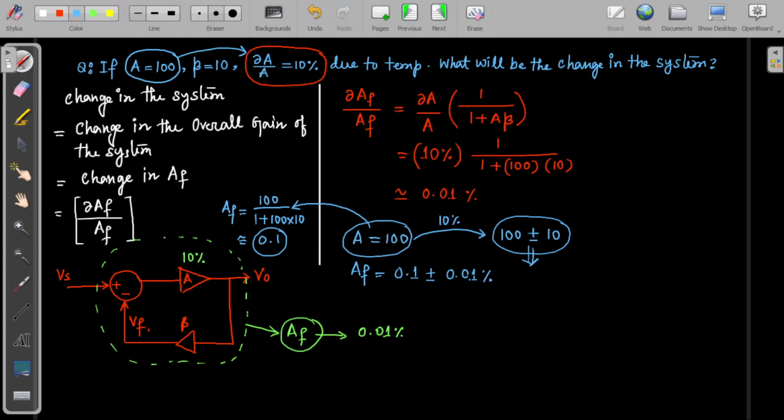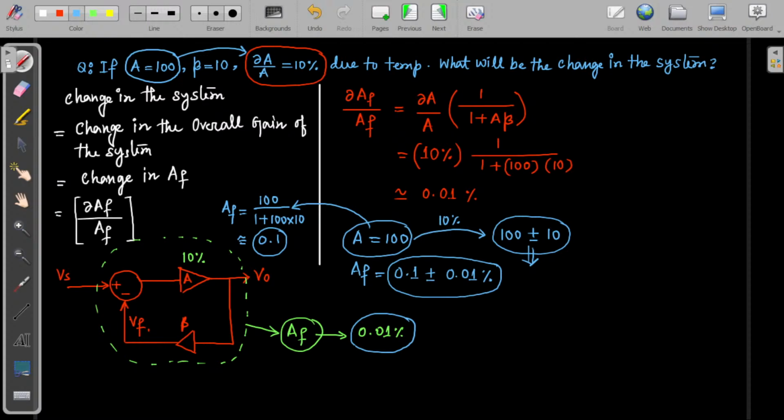0.01%. So there is a small effect on the total feedback amplifier gain. So this is the advantage of the feedback amplifier. Due to the change in temperature, our basic amplifier gain is changing by a huge amount, that is 10%. At that time, due to the feedback, the total gain of the feedback amplifier is changing by only 0.01%. Okay, so this is the advantage.